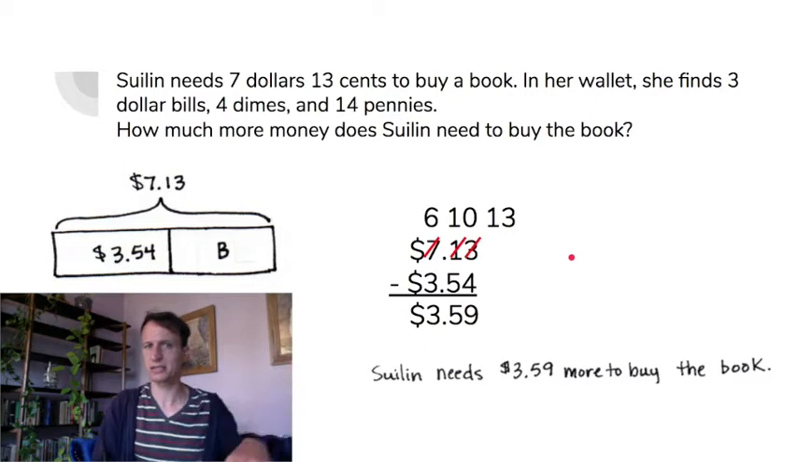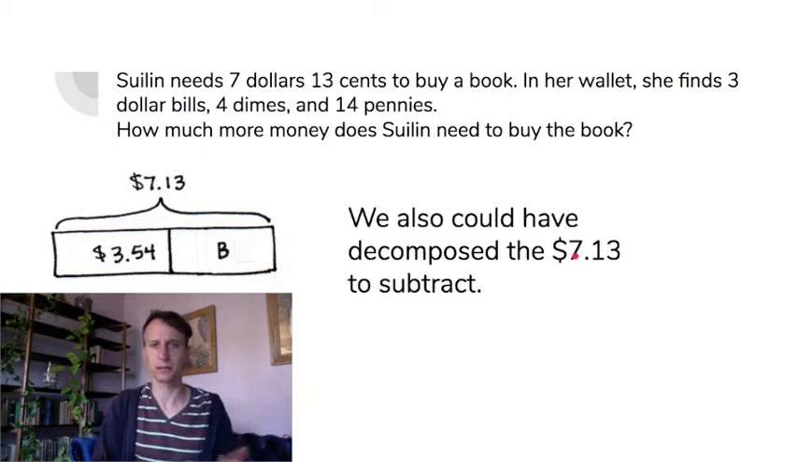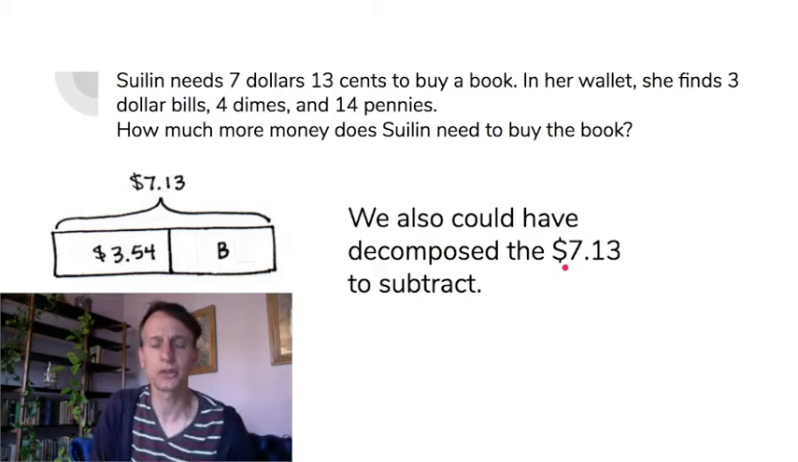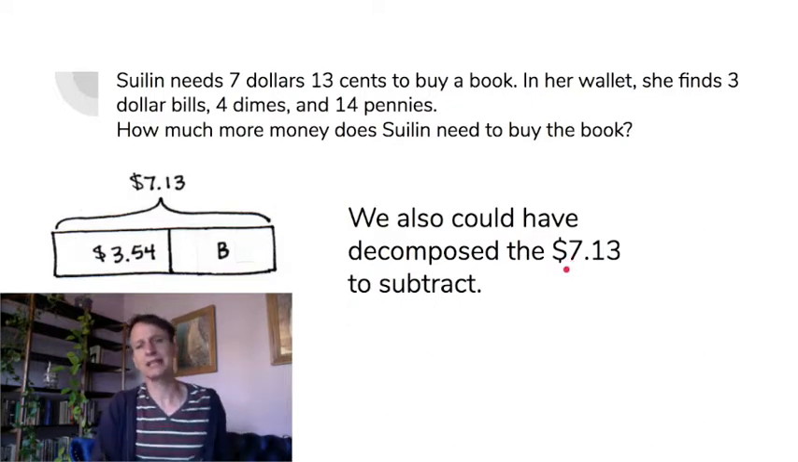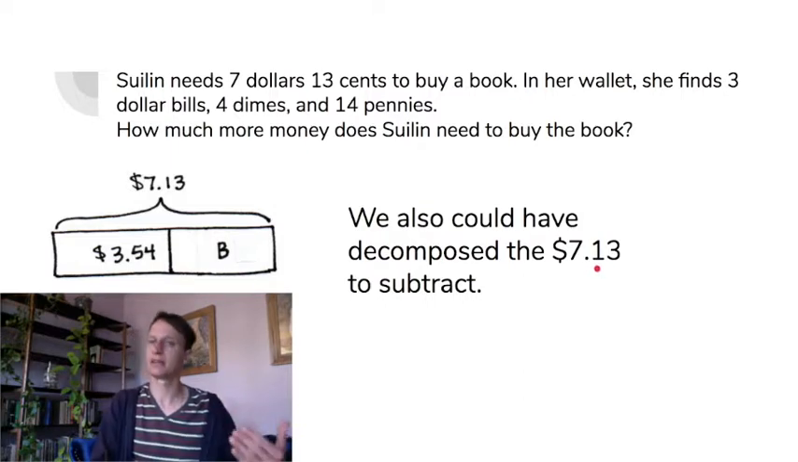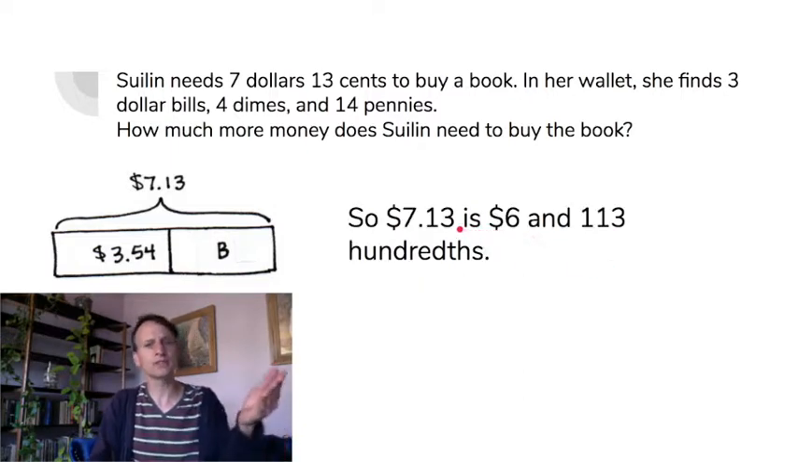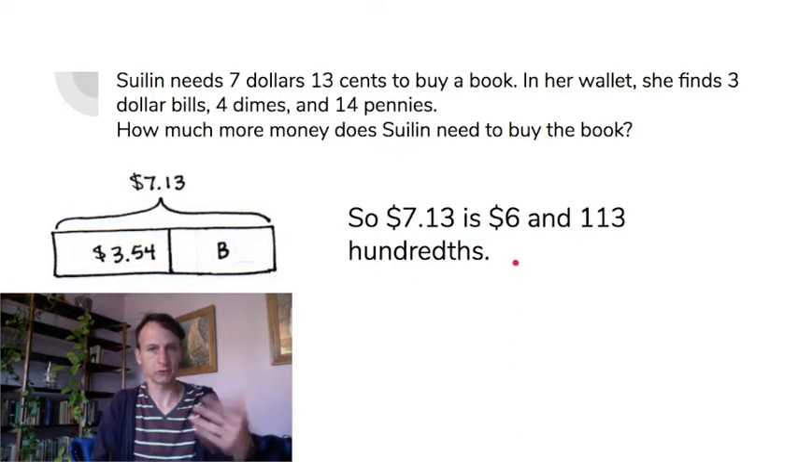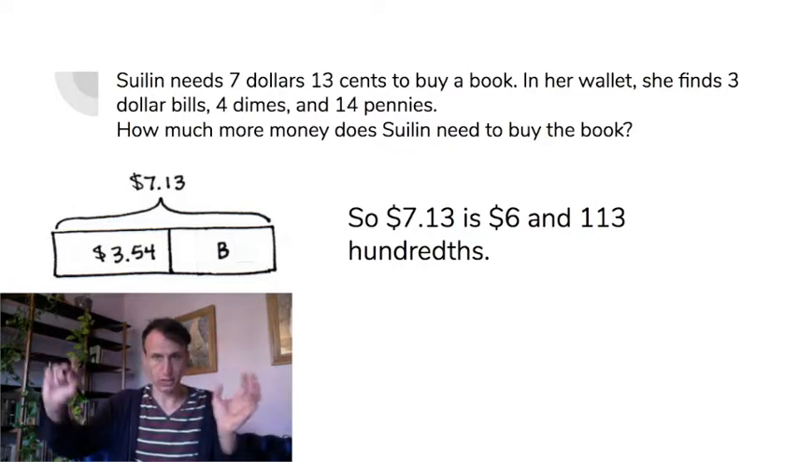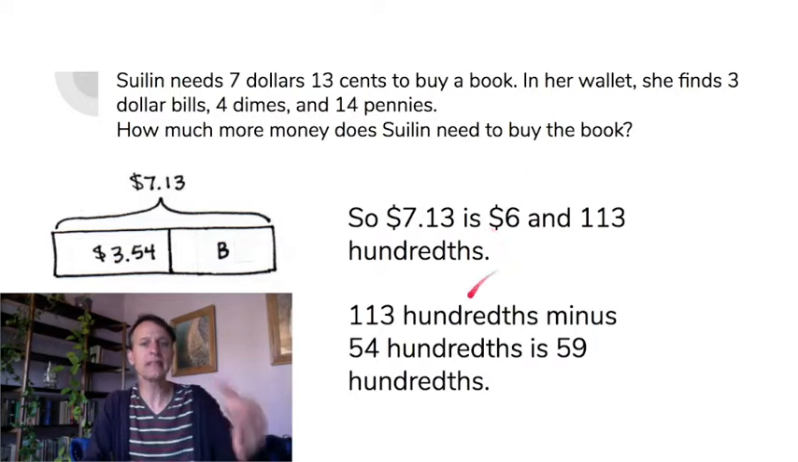We added 2 things, we subtracted 2 values. One-step problem so far. You know it always gets more complicated. I do want to look at this one again, though, to show you another way of thinking about this. We could have taken that $7.13 that she needs to buy the book and decomposed it as a method of subtracting. So if we said, all right, it's $6, 113 hundredths, or cents, right? So all I did was take one of those dollars and convert it to 100 pennies. Got that. So now you could subtract without the regrouping so much.